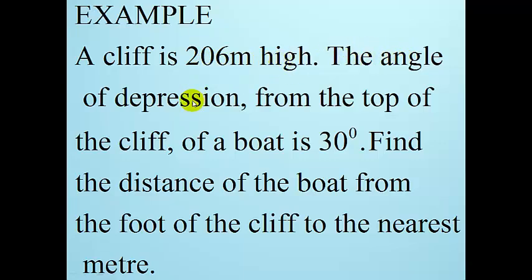The angle of depression from the top of the cliff of a boat is 30 degrees. Find the distance of the boat from the foot of the cliff to the nearest meter. A cliff is 206 high. That is the height of the cliff.